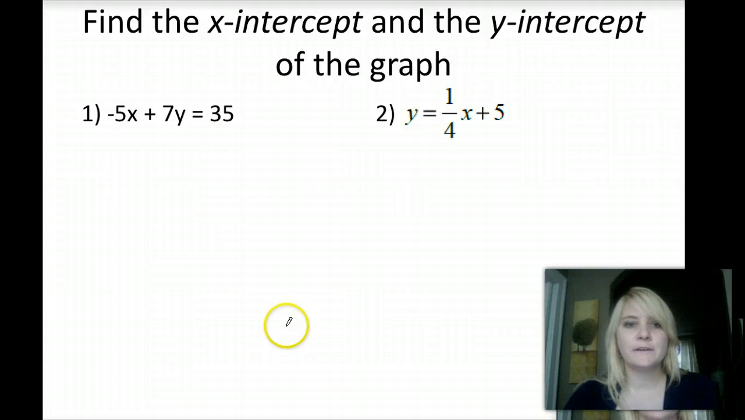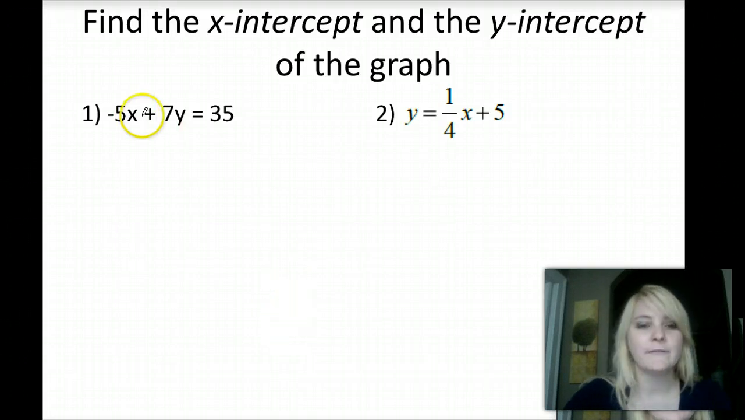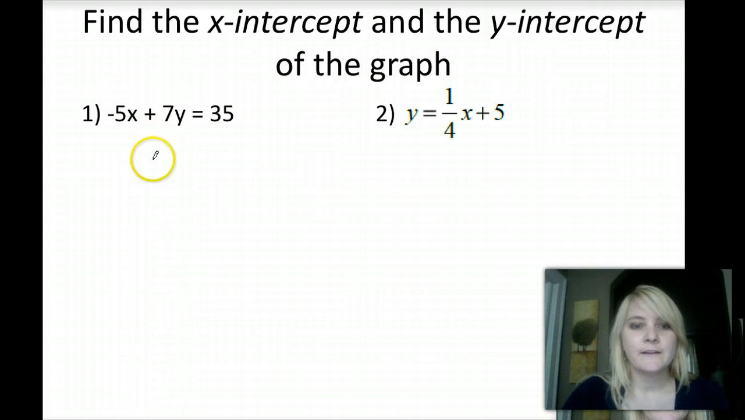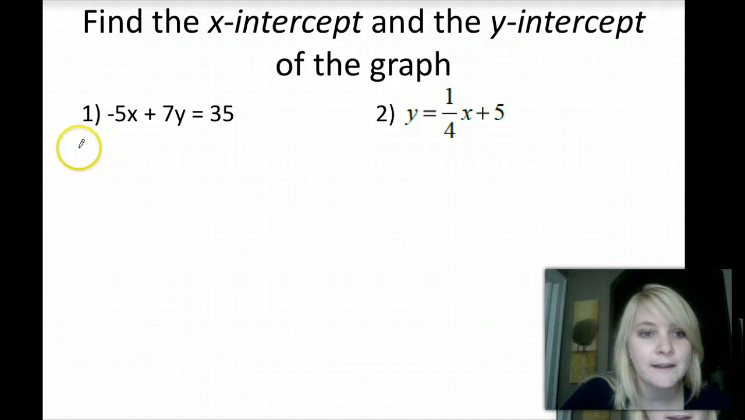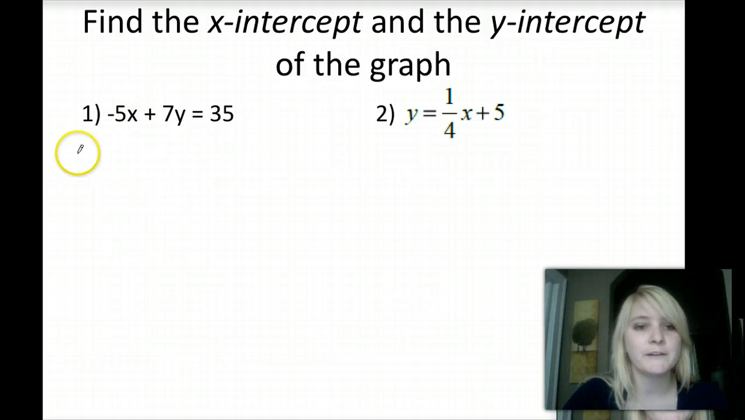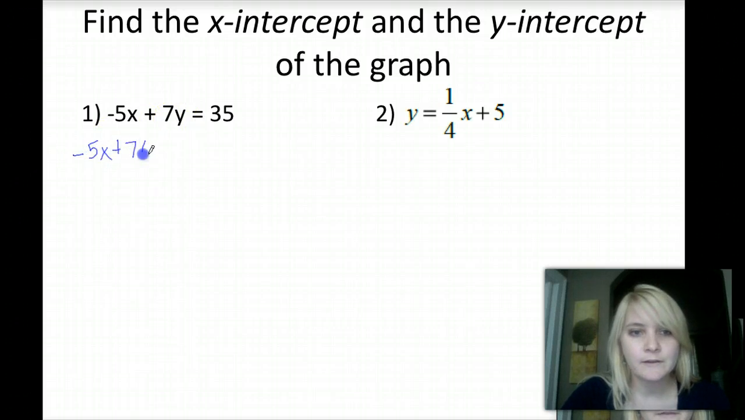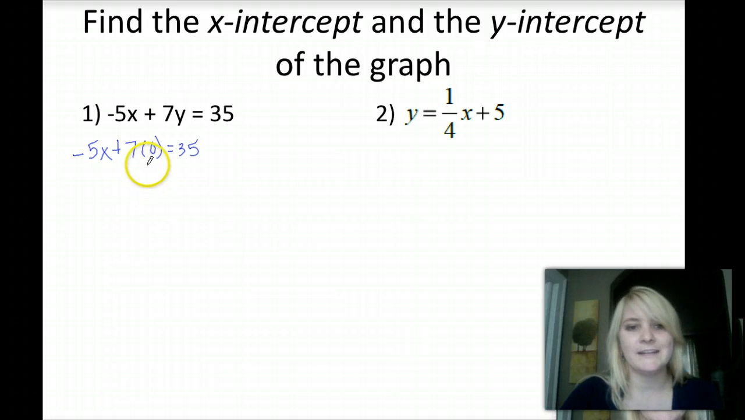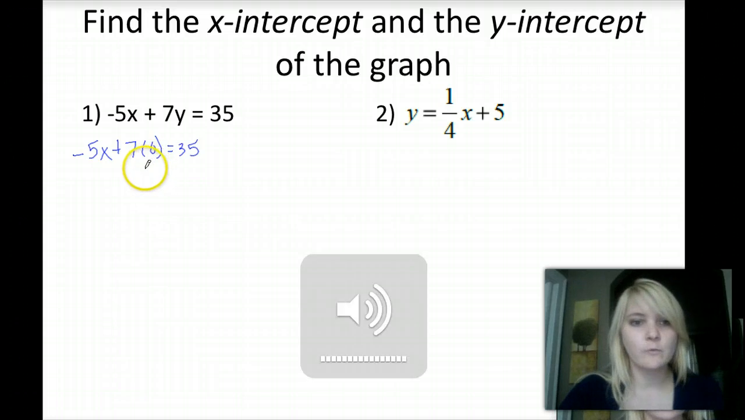Alright, first we're going to find the x-intercept and the y-intercept of the graph. Now, in order to find these, we're going to use that basic vocabulary. To find the x-intercept, we're going to substitute 0 in for y. So the first one we get negative 5x plus 7 times 0 equals 35. Once again, it's the value of x when y is 0, so that's why we're substituting in 0 for y.